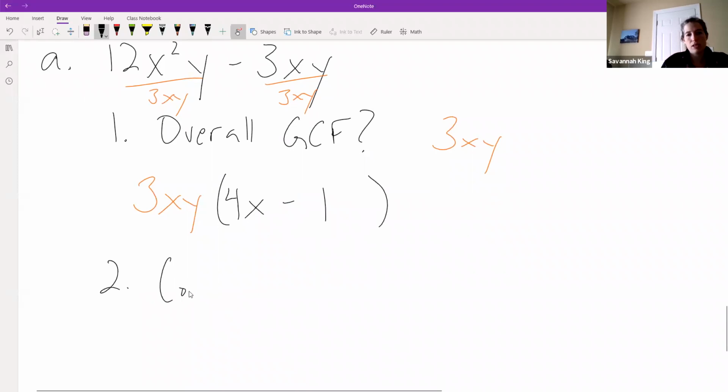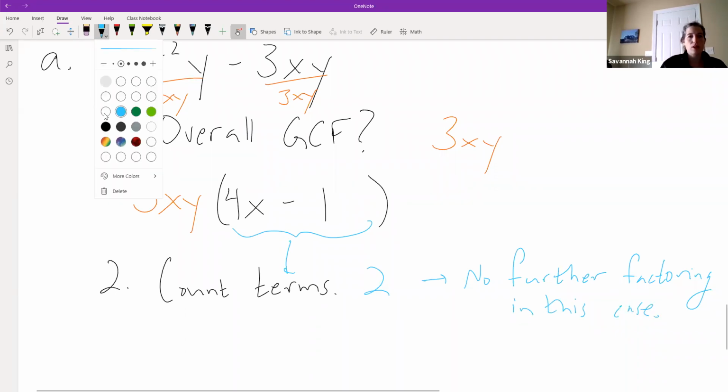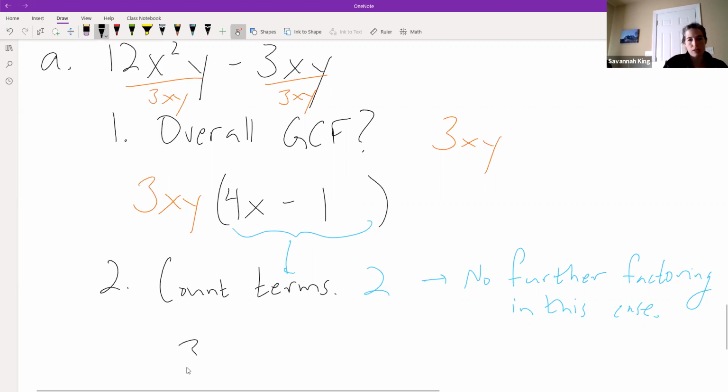And that leaves me counting terms. And just like before, I'm focusing on those leftovers. There's 2, but no further factoring can be done in this case. Okay, so let me box that in. That means the answer. You did, very good.